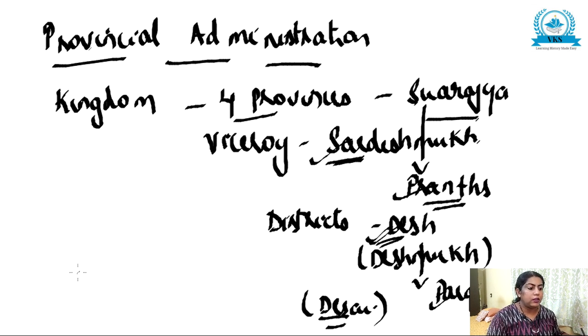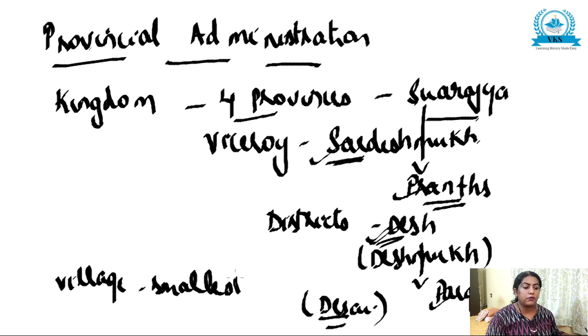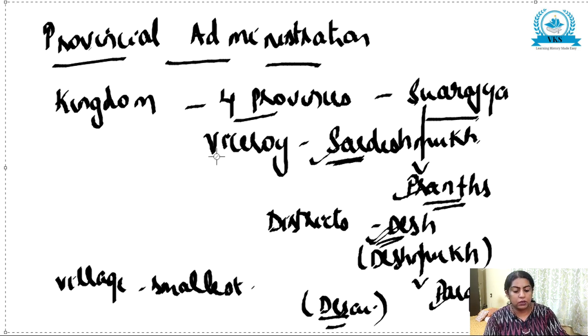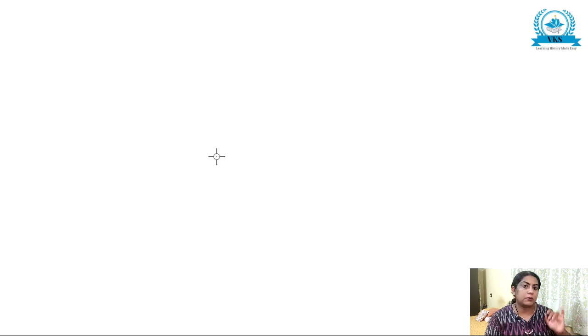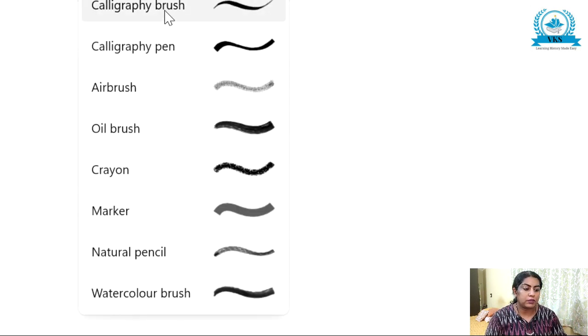And finally, the village was the smallest unit of administration. So this was the provincial administration, that is how the empire was divided. So in the 5-mark answer, the first heading was about central administration, the second heading was about provincial administration. Next is the revenue system.